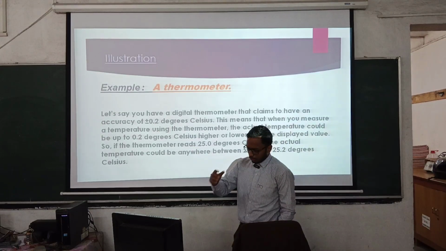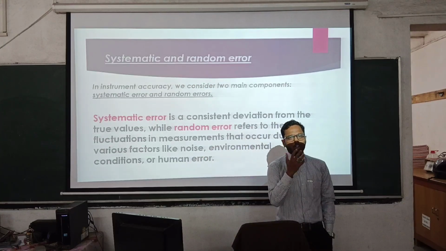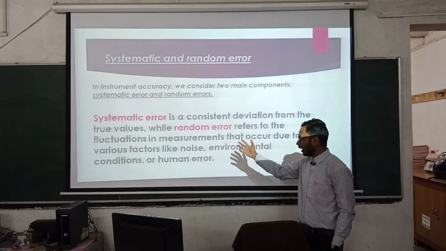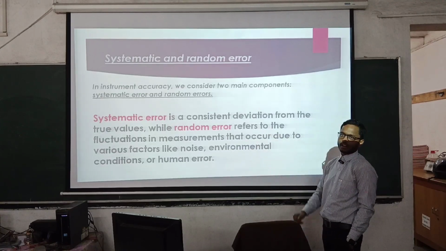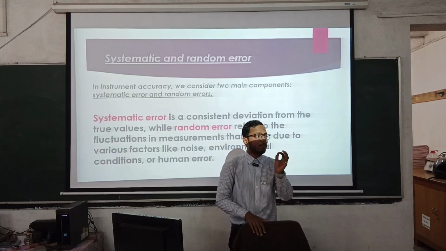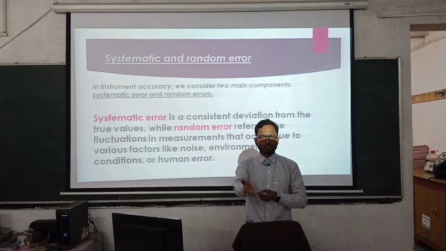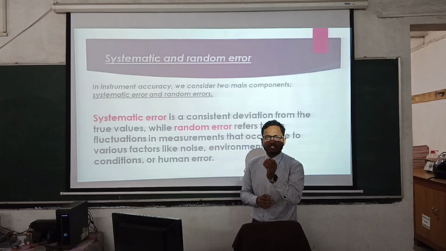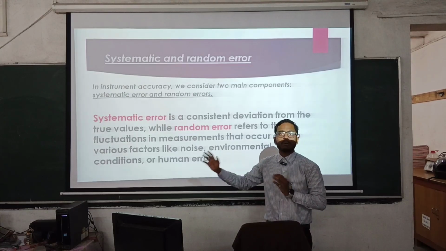Right. Next, we'll move on to the errors. While we talk about accuracy, there are two types of errors that we generally see. First is systematic error, which is consistent error that happens again and again, and it has a pattern. The best example of it is the zero error in a vernier calipers. We do it every day here. The zero error will give you the same error every time if the instrument is faulty. That is a systematic error.